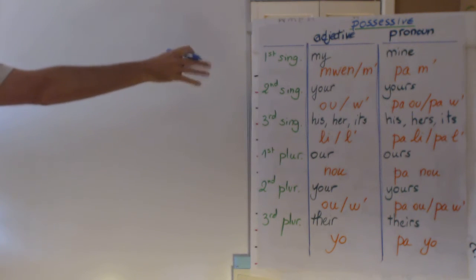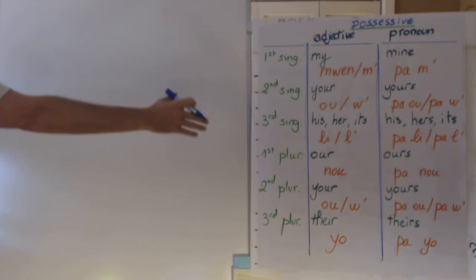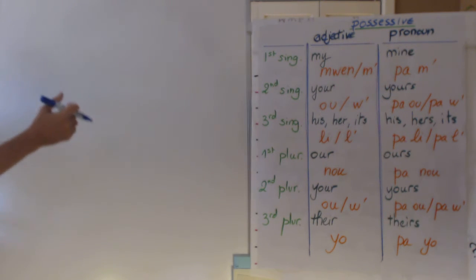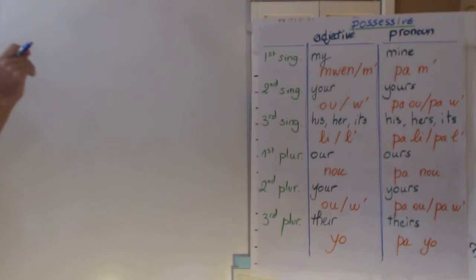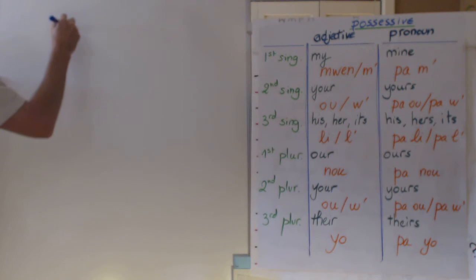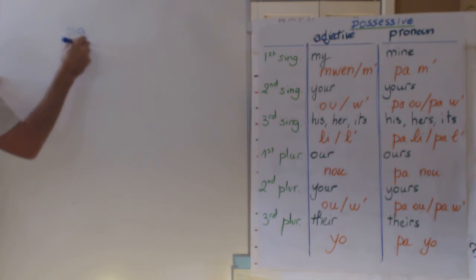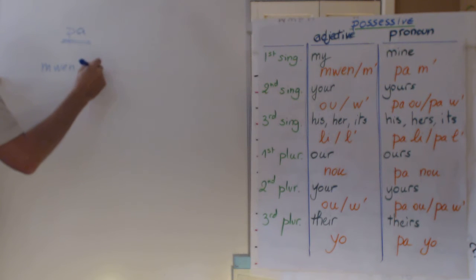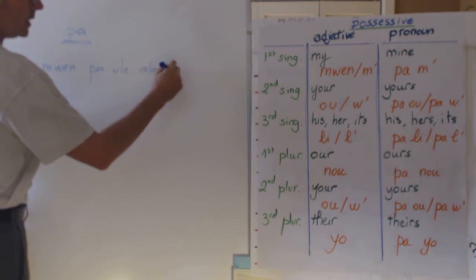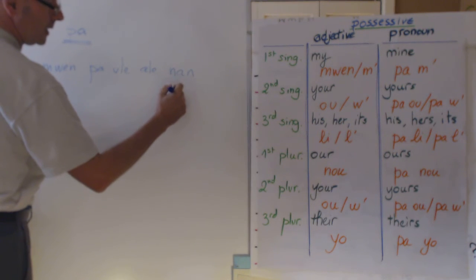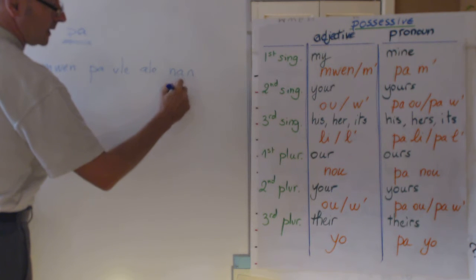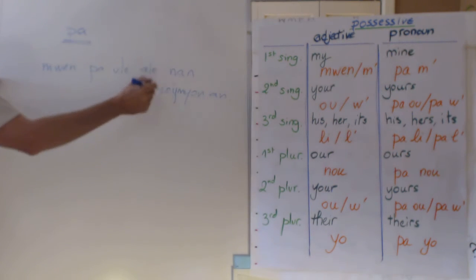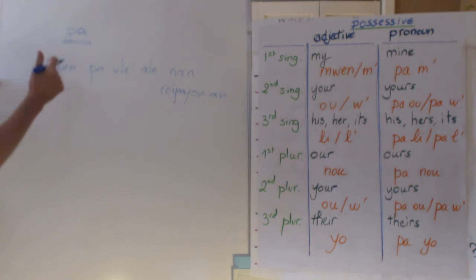So we saw pam and the adjectives or pronouns, because they can be both moi, ou, li, etc. Just one thing to get back to. The last lesson, lesson 7, we saw pas to express possession, but also as a negative form. Moi pas vle aller non réunion. I don't want to go to the meeting. This is bad, but this is the way to say it.